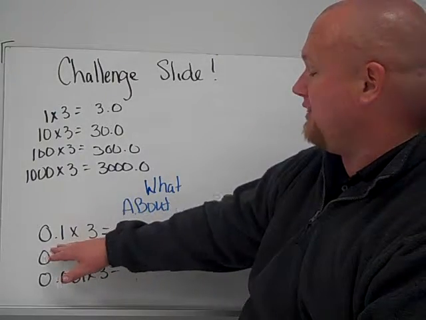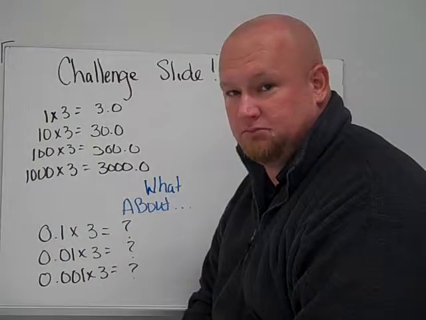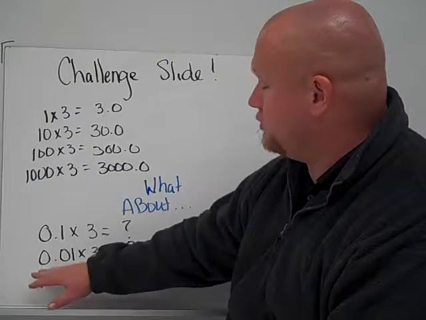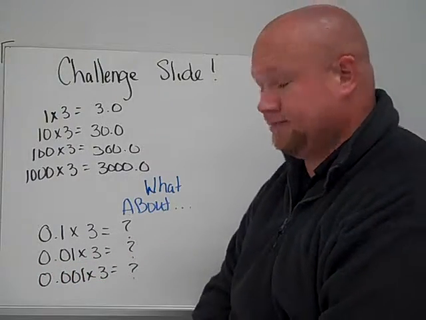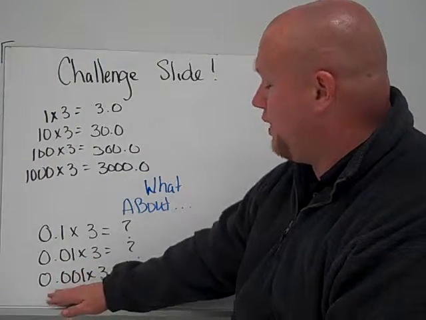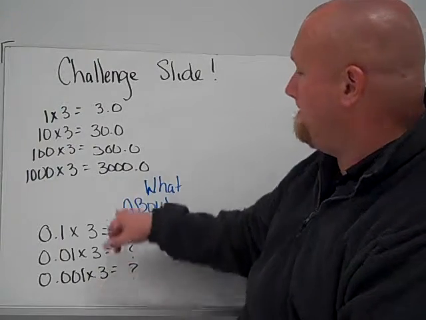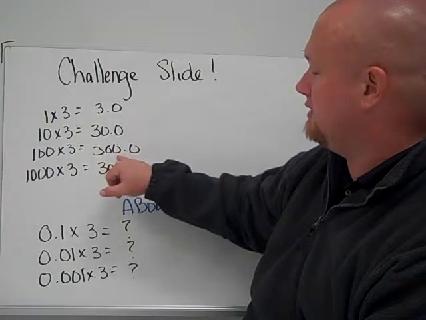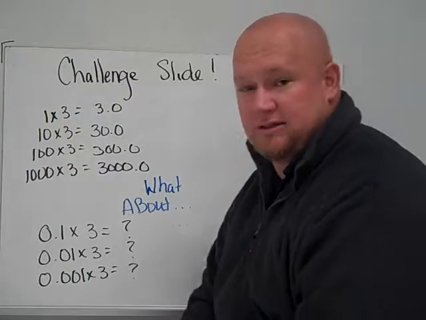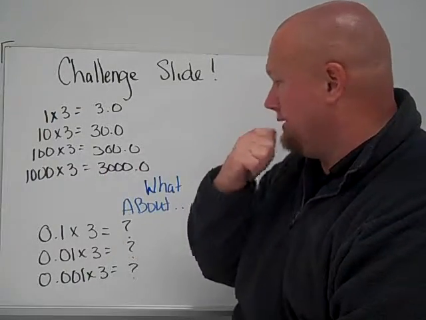What is 1/10 times 3? What is 1/100th times 3? And what is 1/1,000th times 3? Pay particular attention to the decimal place that I added in these four numbers.